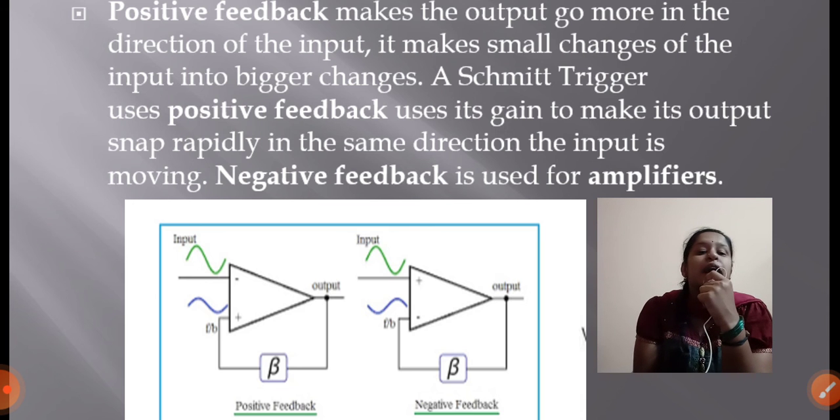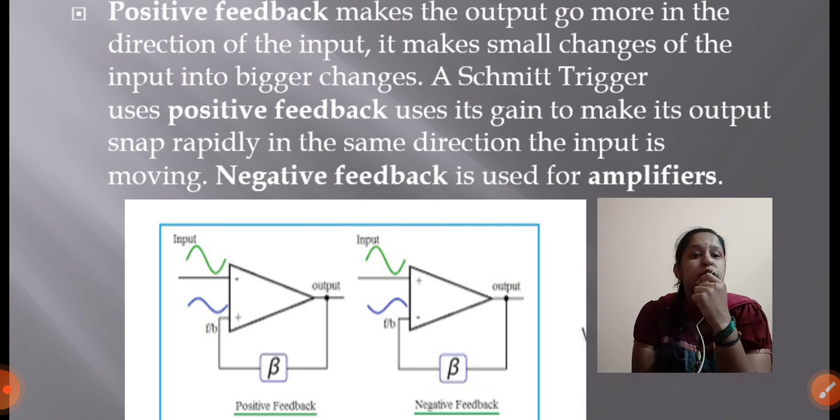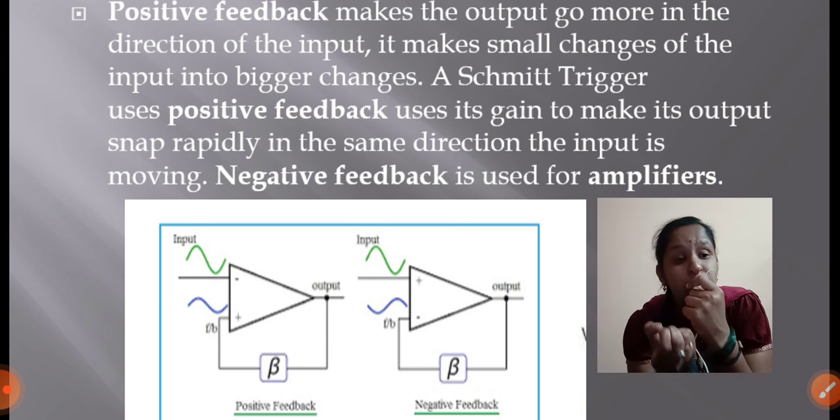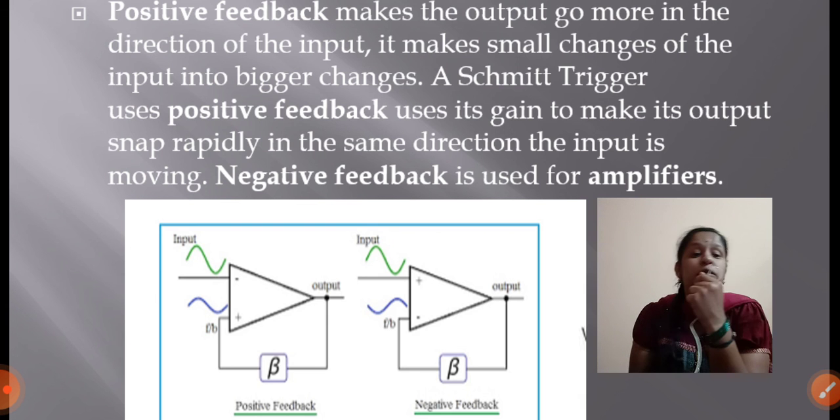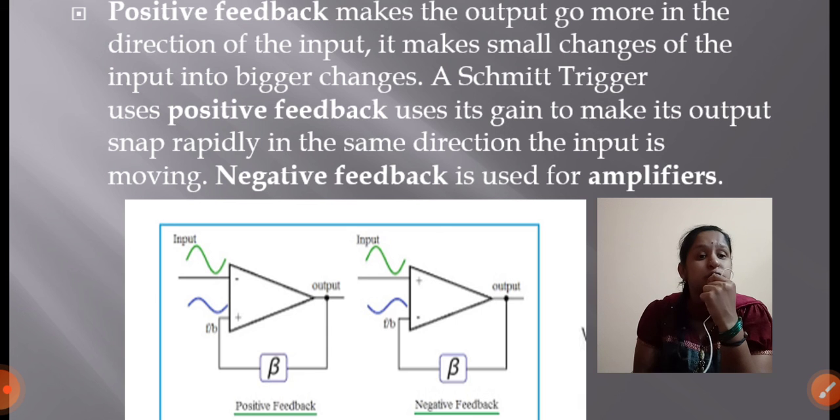Yes, here the feedback you have given, you can get a high output. It makes small changes of input into bigger changes. At least 1 millivolt, if you want to change that, you can get it as 10 volt output. That kind of huge changes. Is this good for that one?